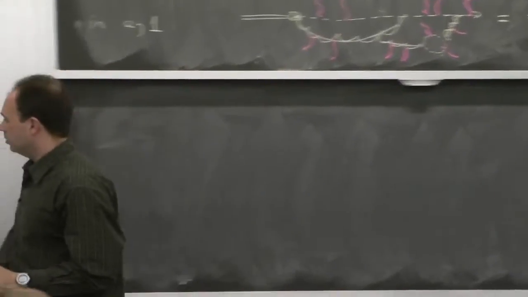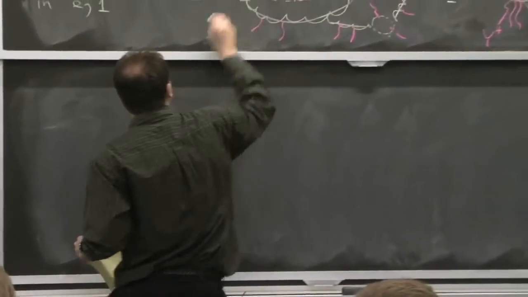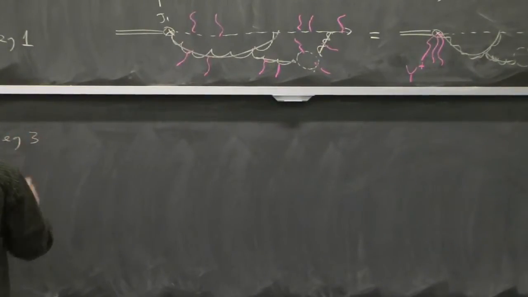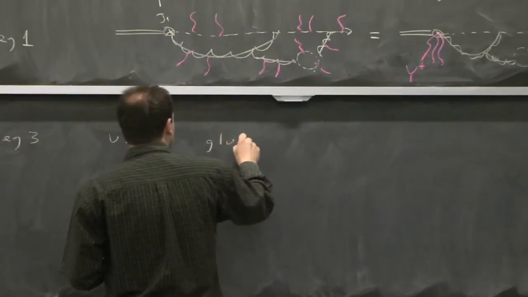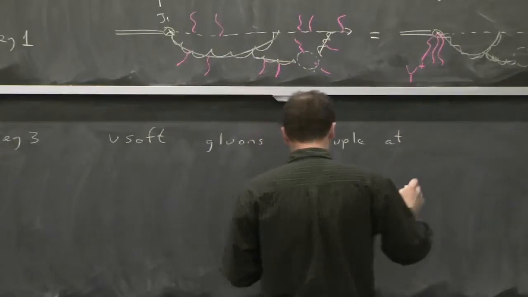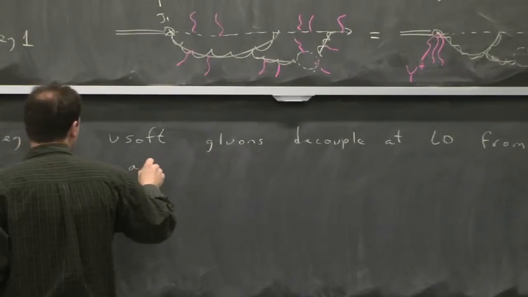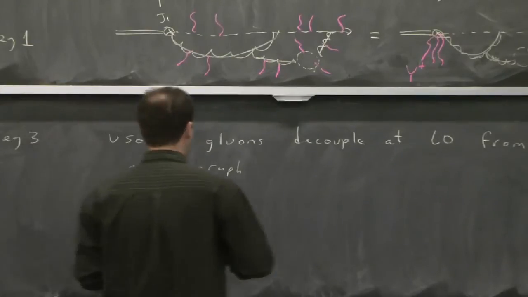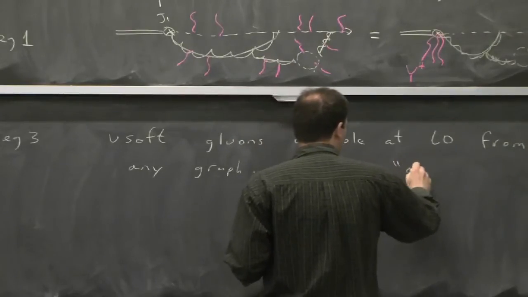OK, so that's the simplicity encoded in this formula right here. This is an example with J1. In example 3, it's even a little simpler, because the ultrasoft gluons are decoupling at lowest order from any graph that you might consider. So you go through the same exercise, but now the y's are all canceling out. And this has a name that people sometimes use, called color transparency.